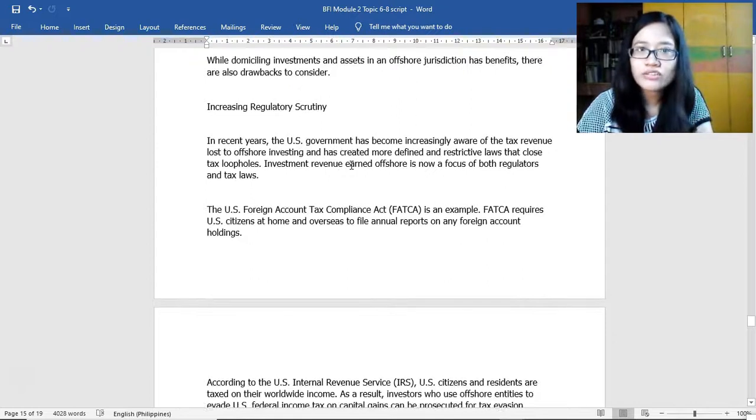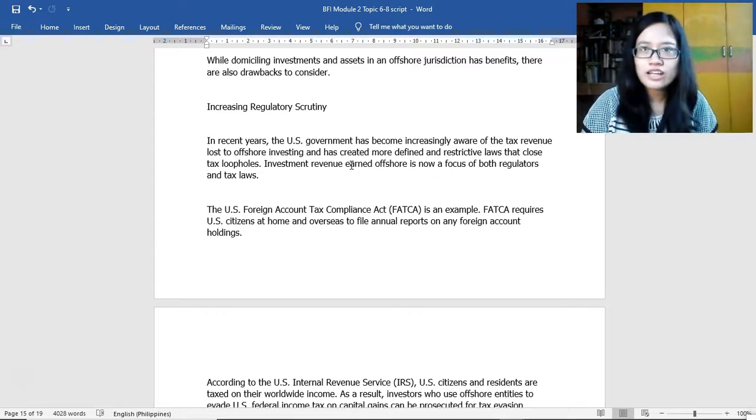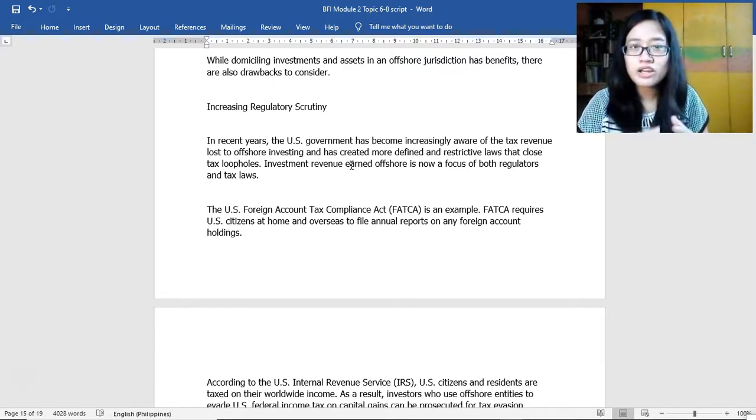First is the increasing regulatory scrutiny. So, back in the day, they were not highly regulated. They didn't have many regulations, but again, given the scandals from the past, so many governments are trying to put them under a certain type of regulation. Okay, in recent years, the U.S. government has become increasingly aware of the tax revenue lost to offshore investing and has created more defined and restrictive laws that close tax loopholes. Investment revenue earned offshore is now a focus of both regulators and tax laws.